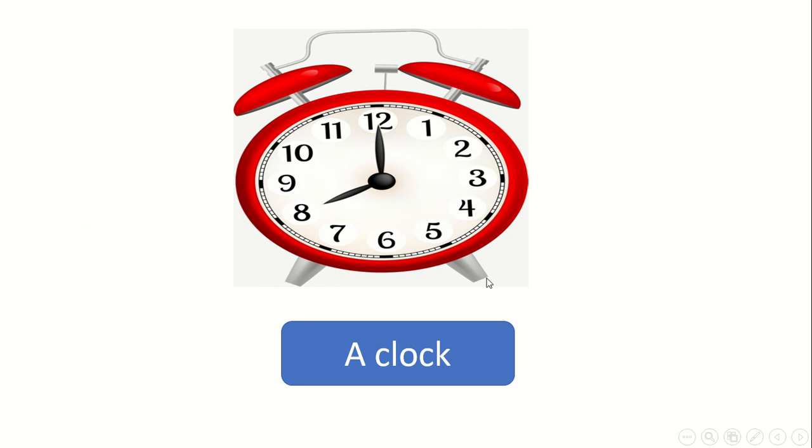And here what do we have? This is a clock. What's this? A clock. And inside the clock we have what? We have numbers from 1 till 12. We have 1, 2, 3, 4, 5, 6, 7, 8, 9, 10. Okay, these are the numbers that we studied. And here we have 11 and 12. Later on you will know these numbers. This is what? A clock.